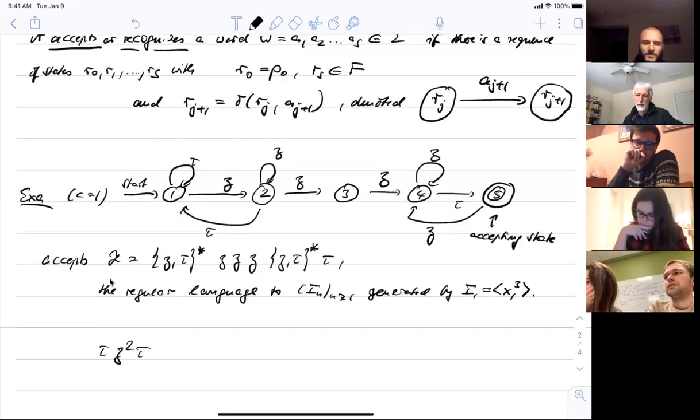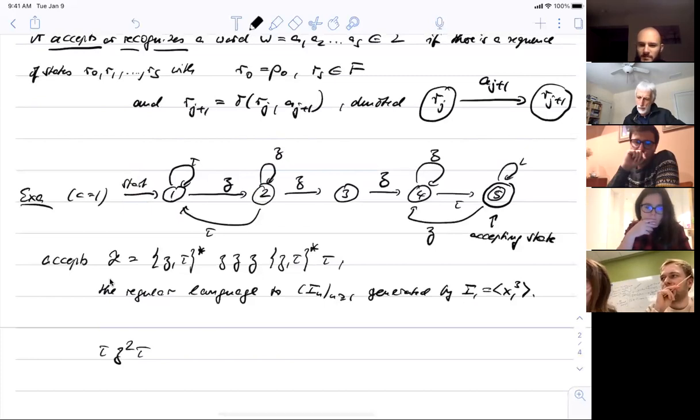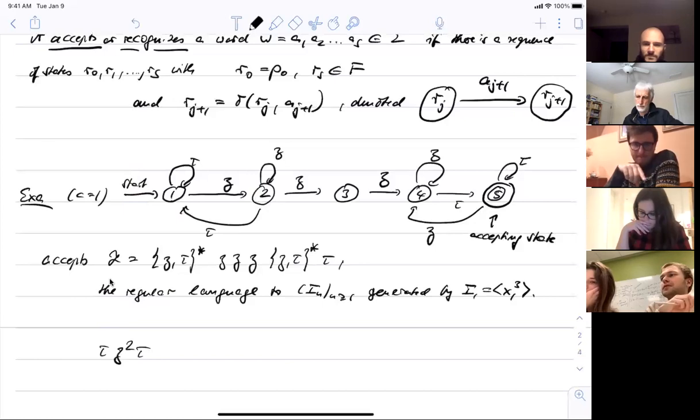I need a zeta here. And then I can go back. And similarly here, I need a tau. Okay, but now if you are in state 2, again, it's not deterministic.